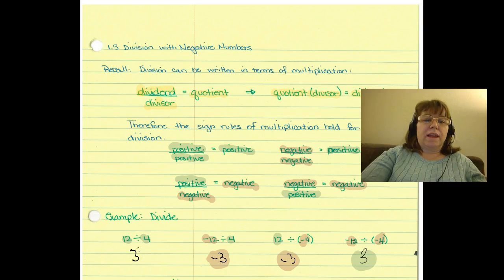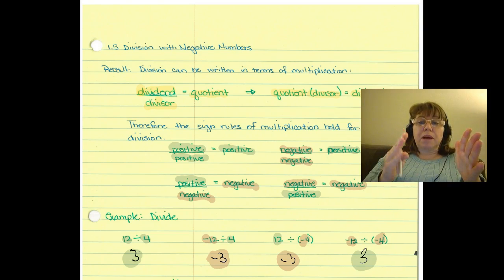We have positive divided by positive gives me a positive. Negative divided by a positive gives me a negative. Positive divided by negative gives me a negative. And finally, a negative divided by a negative gives me a positive.